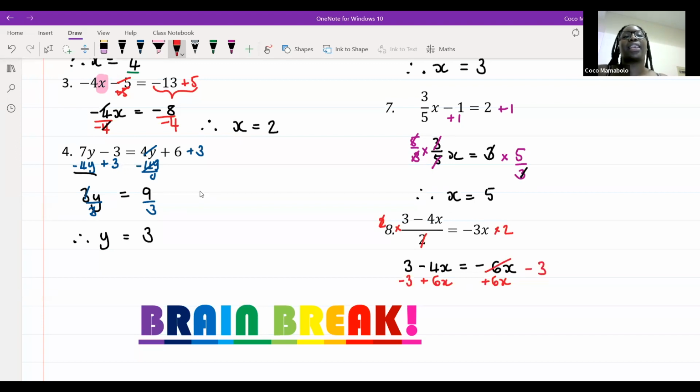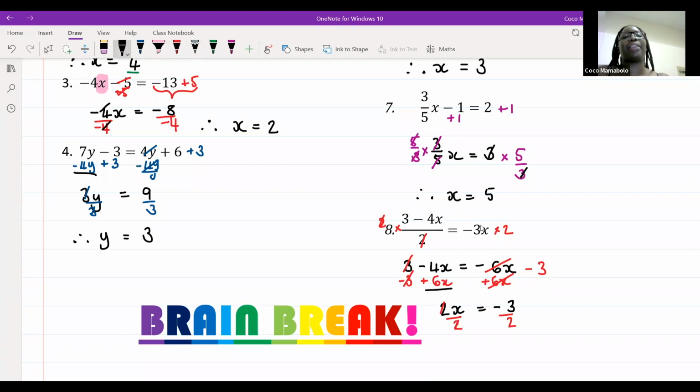The negative 6x and positive 6x will cancel. The 3 and the negative 3 will cancel. And what I will have left is negative 4 plus 6x will give me 2x, which is equal to, what I have left on this side, negative 3. That's it. We'll take the coefficients to one side, take the variables to the other side. All right. Now I have to get rid of that 2 in front of x, so I can divide by 2 on both sides.